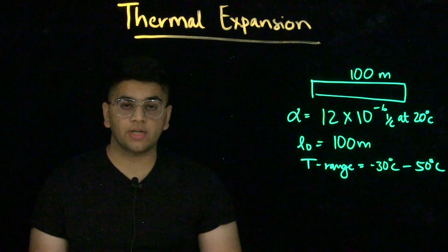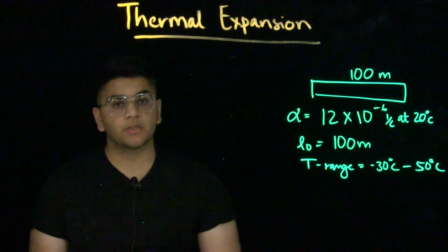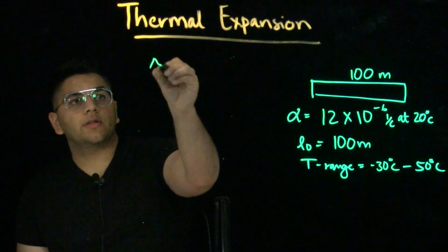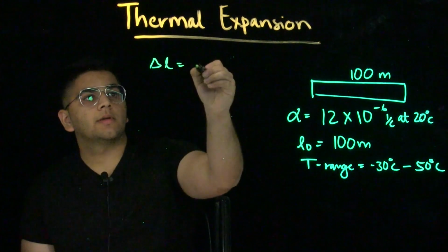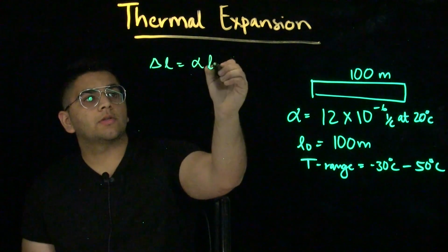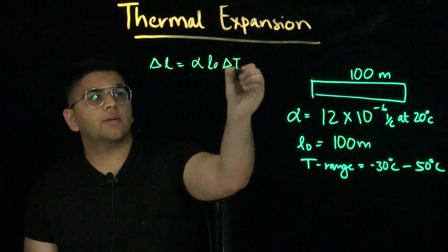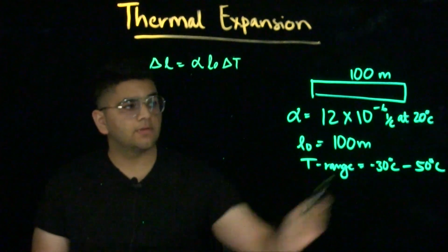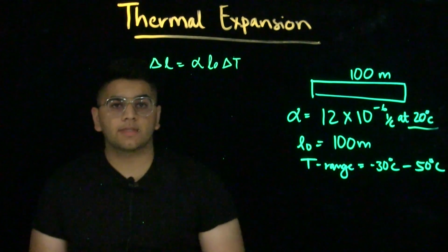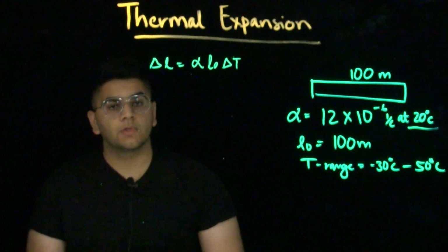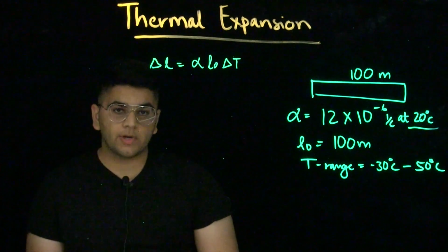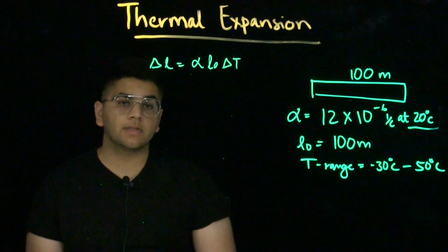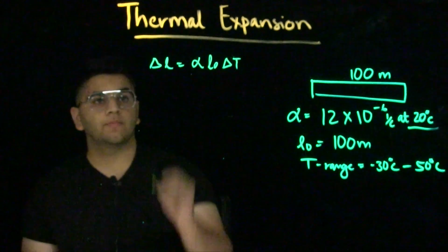Since we're considering a change in length, we will consider linear expansion. So the change in length is alpha times the initial length times the change in temperature. Now, remember that this is in reference to 20 degrees Celsius for alpha. So we're referencing from 20 degrees Celsius to an increase in temperature or decrease in temperature. Let's first see how long the steel bed can get.